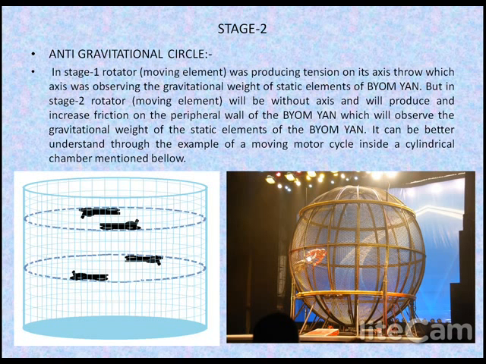But in stage 2, the rotator, that is the moving element, will be without axis and will produce and increase friction on the peripheral wall of the Bohmian yarn, which will absorb the gravitational weight of the static elements of the Bohmian yarn. It can be better understood through the example of a moving motorcycle inside a cylindrical chamber that is mentioned below.